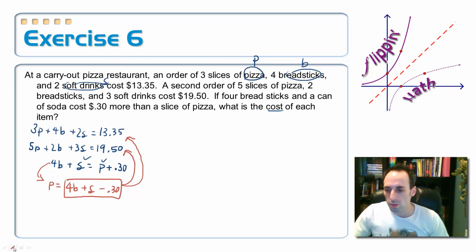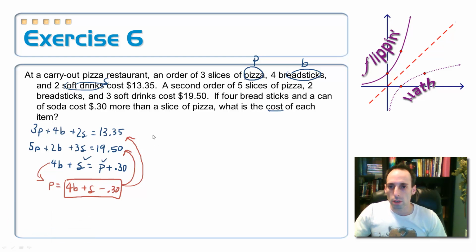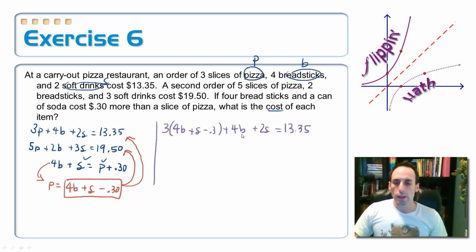So when I do that, the substitution must be done in purple. So let's get a purple crayon and substitute 3 times (4B's plus an S minus 0.3), all of this plus 4 more B's, 2 S's, is equal to 1335. And then I would simplify that equation and I wouldn't have any P's in it anymore.